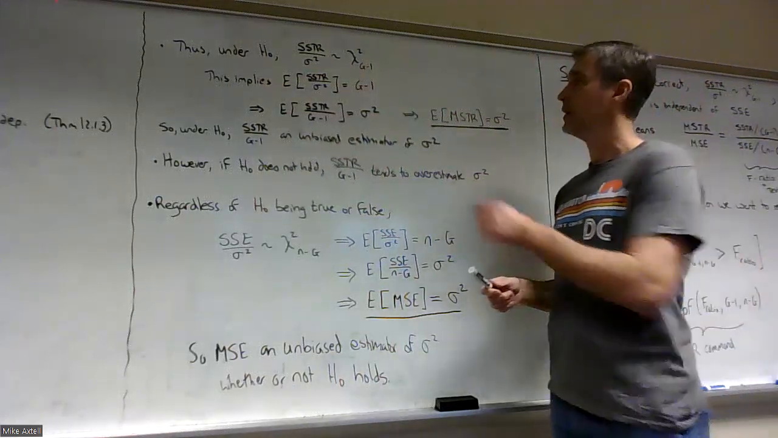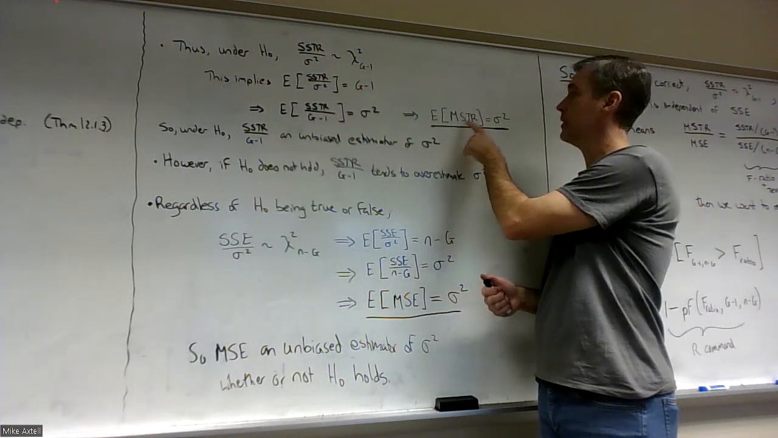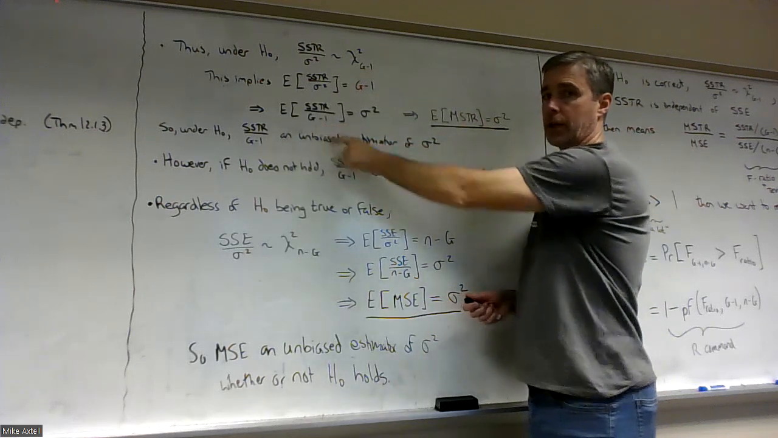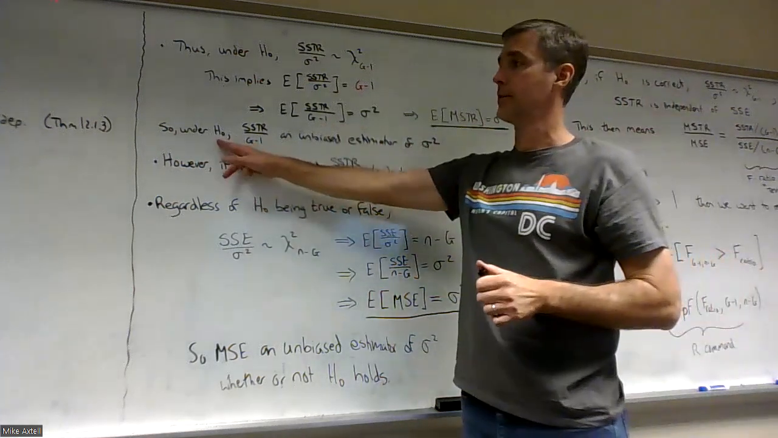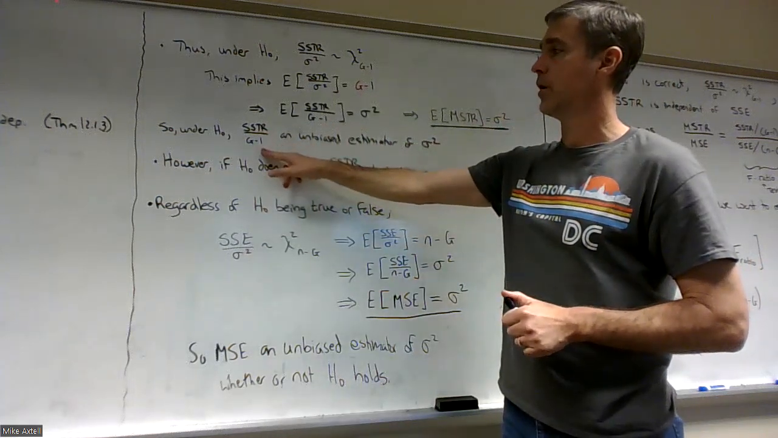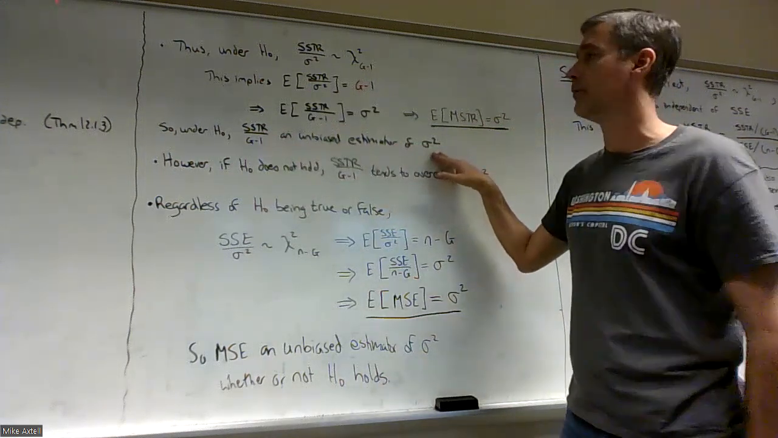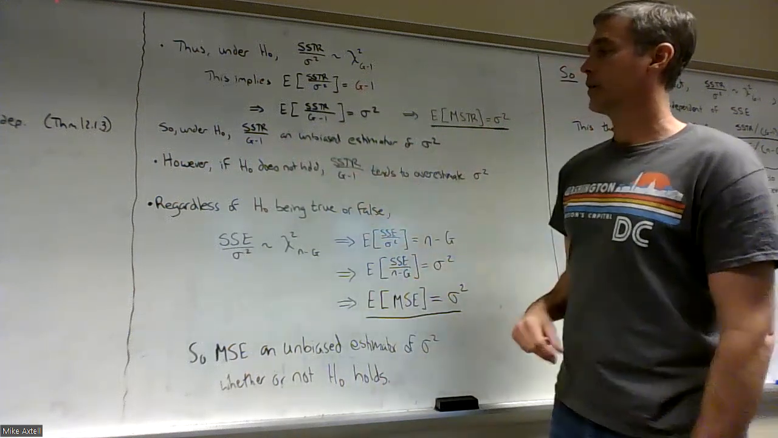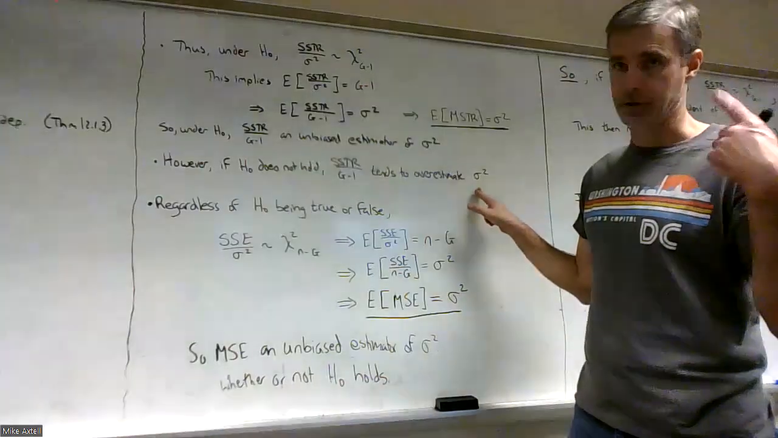Another way of saying that is the expected value of the mean sum of treatment squares is equal to sigma squared. So the G-1 is there because of the chi-square distribution. And this means that under the null hypothesis, if the null hypothesis is true, the treatment sum of squares divided by G-1 is an unbiased estimator of sigma squared. Great, let's vaguely keep that in mind. Now, if H0 does not hold, this quantity tends to overestimate sigma squared. Okay, it tends to be too large. Let's also keep that in mind.